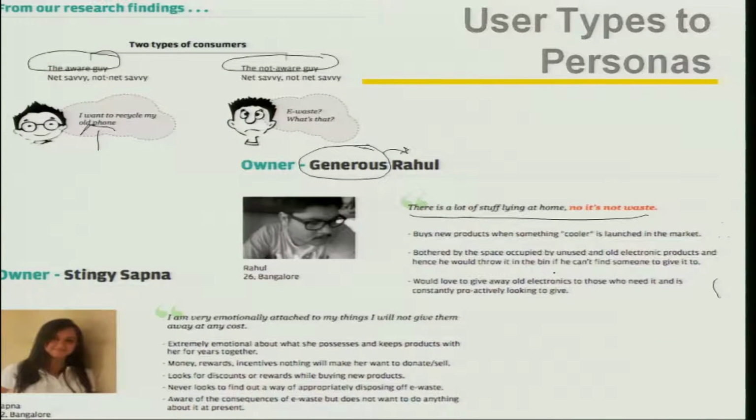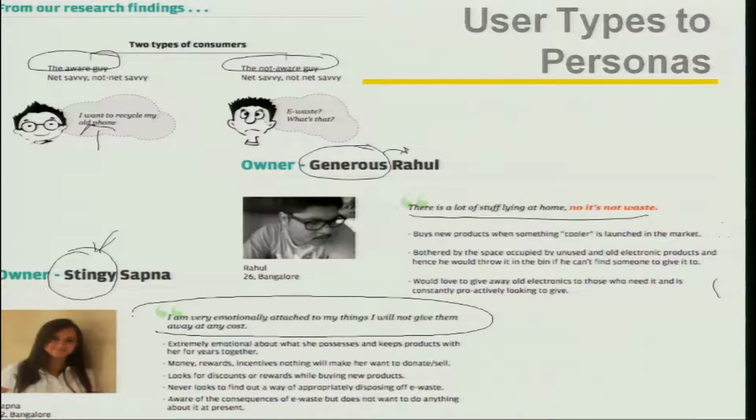And the other person is stingy Sapna. Again, this word is qualifying her, and it is a characteristic of the kind of user that we're faced with. So what is she saying? I'm very emotionally attached to my things, and I will not give them away at any cost. So she stores her old phones, maybe her old computers, whatever it is, she holds on to them. She doesn't want to get rid of them, and perhaps doesn't even realize why it's important to do that.